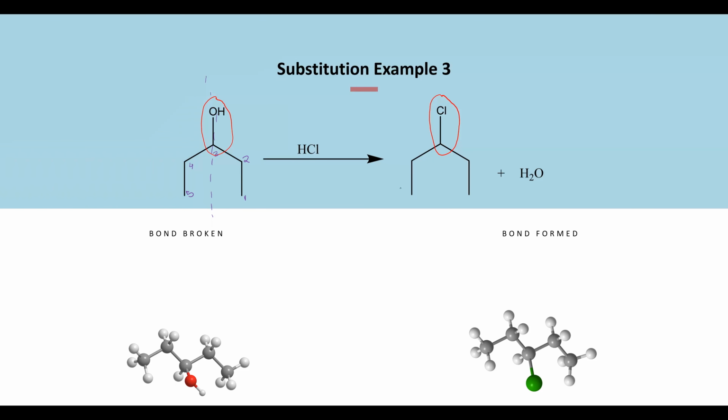And then we'll also number the carbon atoms in our product in the same fashion. And then we see that the bond that breaks is the bond between carbon 3 and the hydroxyl group. And the bond that forms is between carbon 3 and the chloro group. So this is really straightforward.